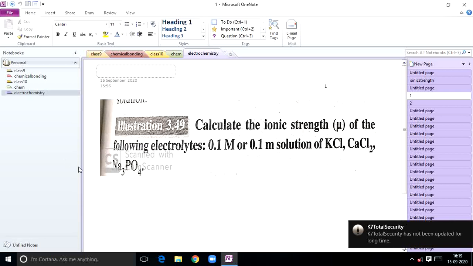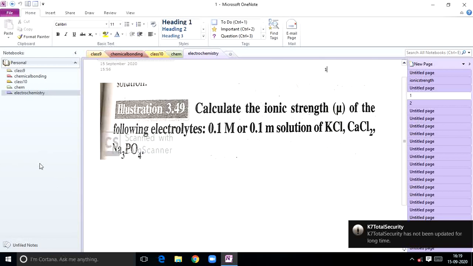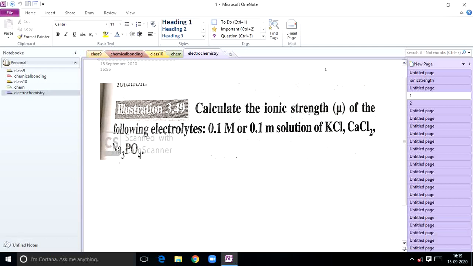Now, let us do this numerical. Calculate the ionic strength of the following electrolytes: 0.1 molar solution of KCl, CaCl2, Na3PO4. So, now how to solve it? So, mu of K plus Cl minus, right? First of all, I am doing for the first one. What is that? KCl solution.